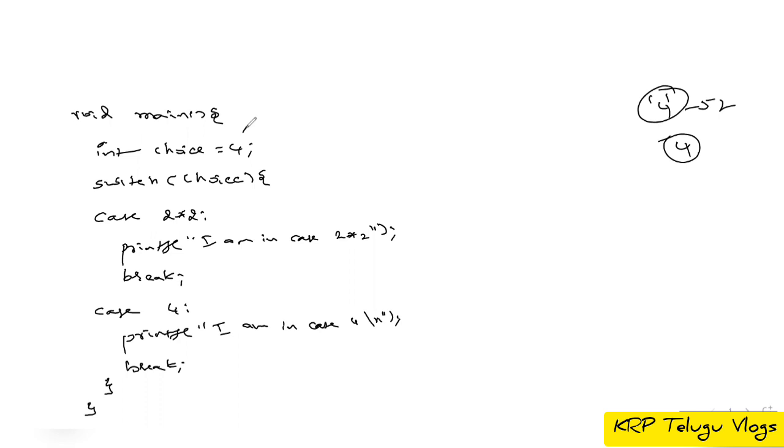Okay. So what will it print? Case 2 into 2, sir. It will throw a compilation error. Compilation error, so duplicate cases are not allowed in switch.